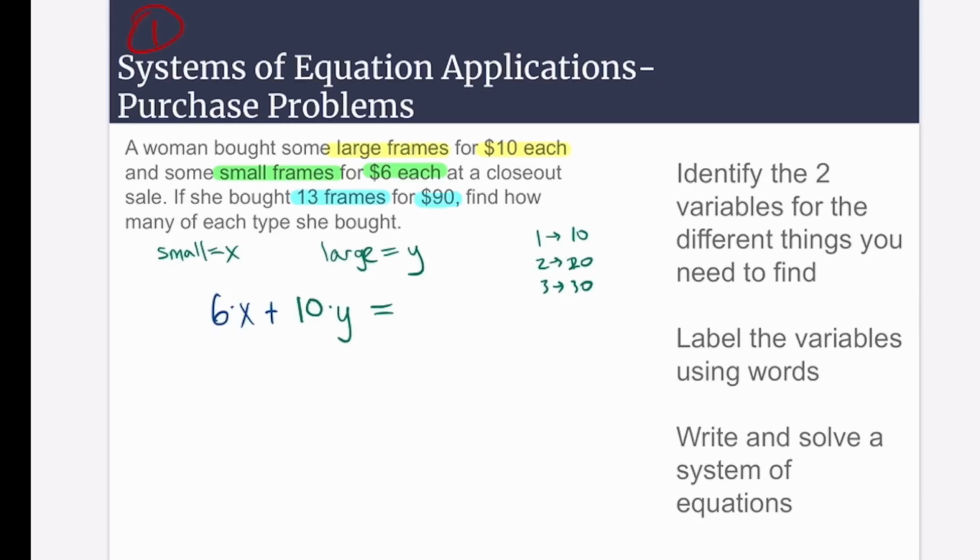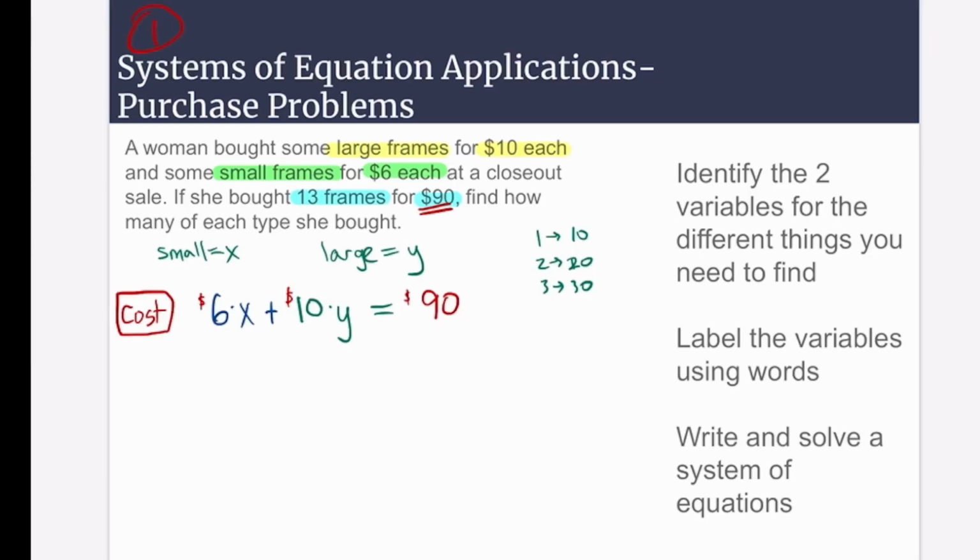Now the key is, this is a cost equation. $6 times however many I buy, $10 times however many I buy. If I'm adding dollars and dollars, this has to give me a total dollar amount. That total dollar amount is $90. That's the total that was spent. So the key in writing these is really understanding what types of equations you're writing. We have a cost where we're adding up dollars, so we have to get dollars.